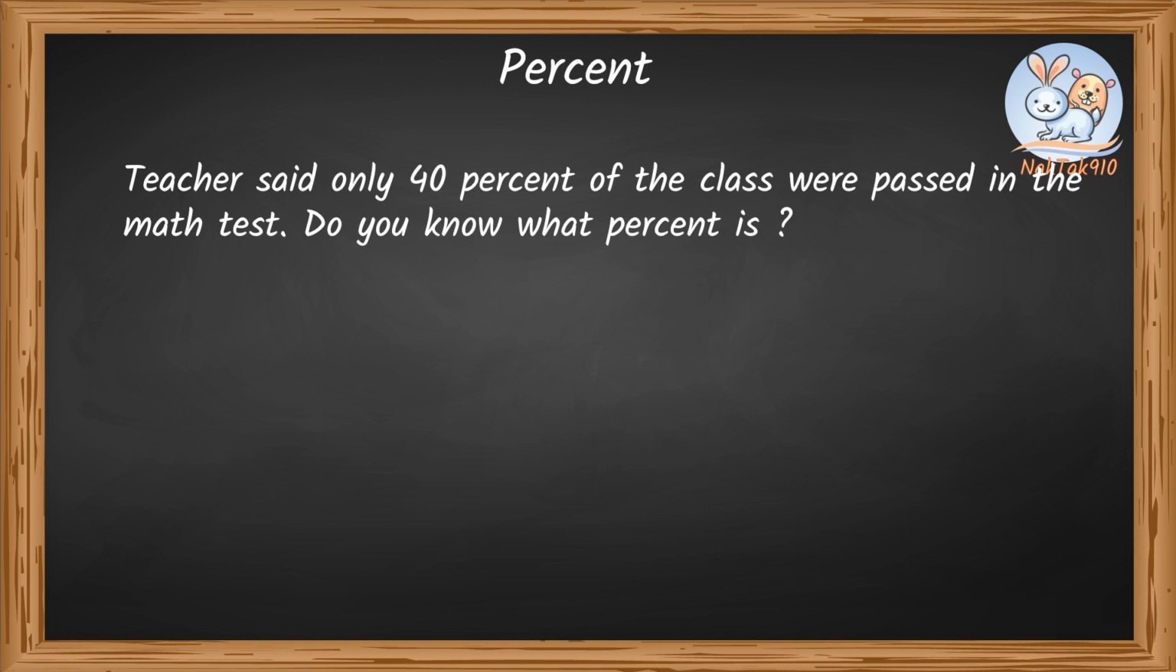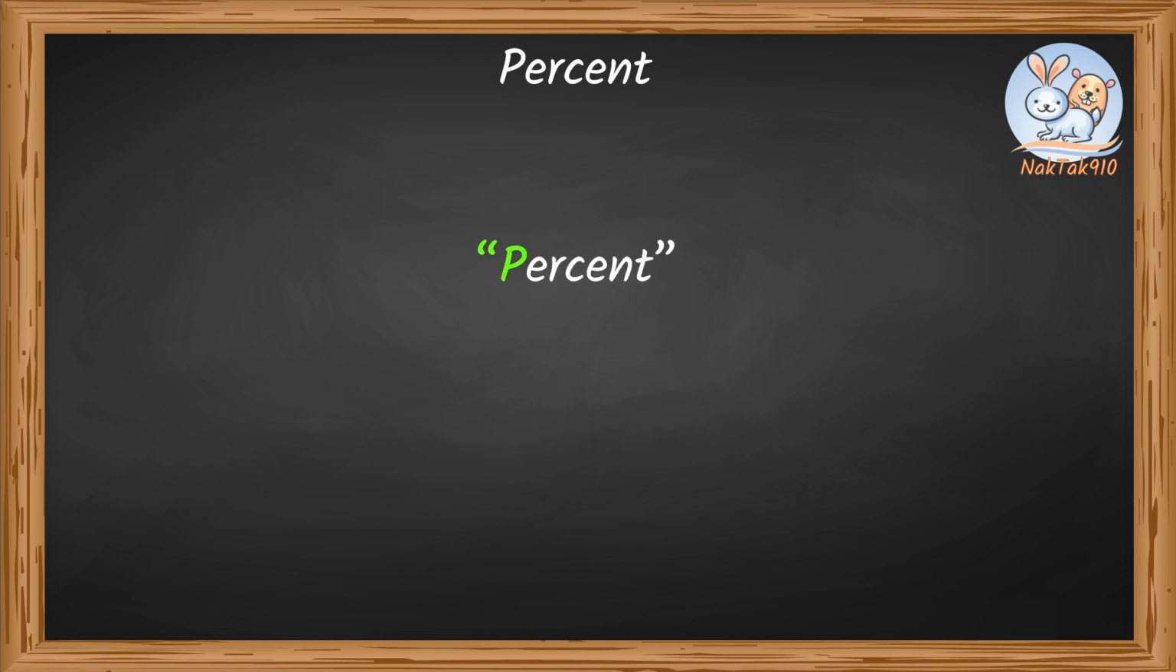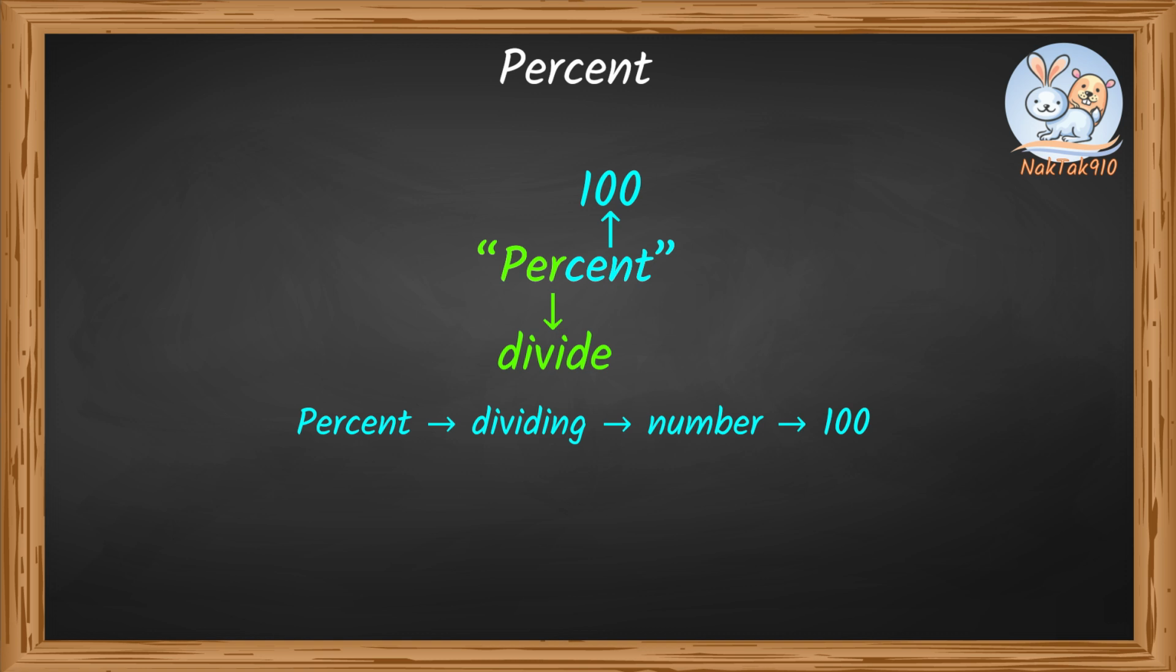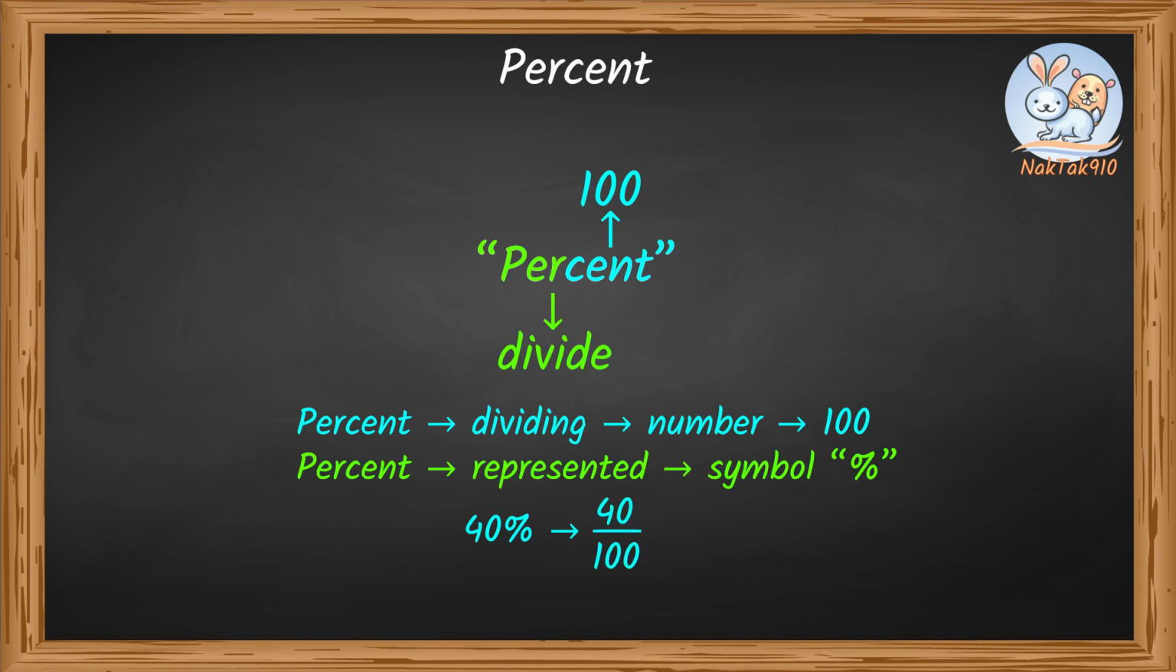For that, let's break down the word percent. Per means divide and cent means 100. Percent is dividing a number by 100. Percent is represented by this symbol. If we write 40%, it means 40 by 100.